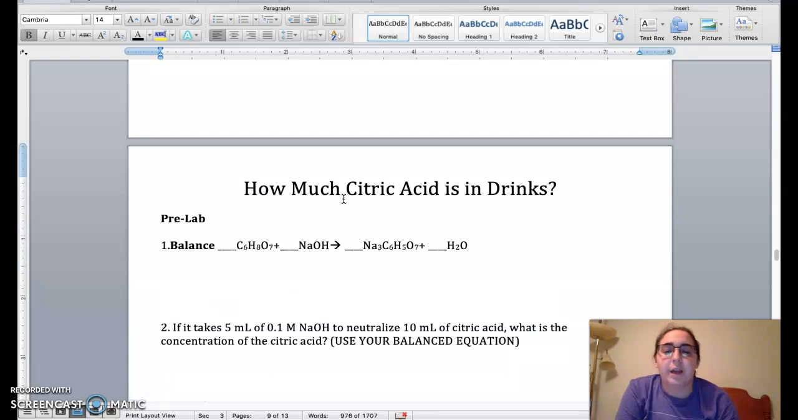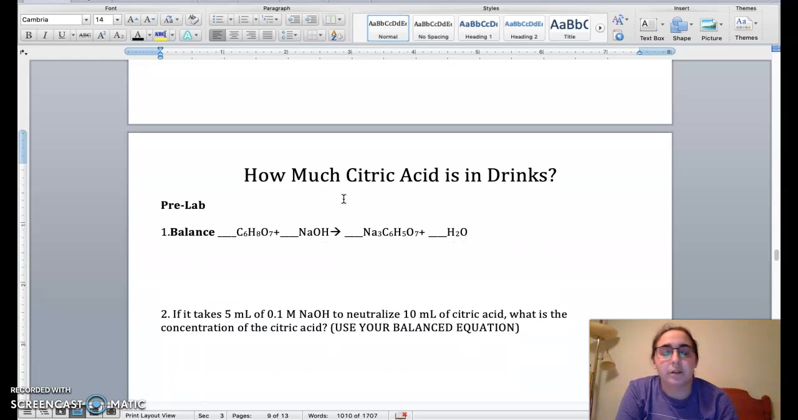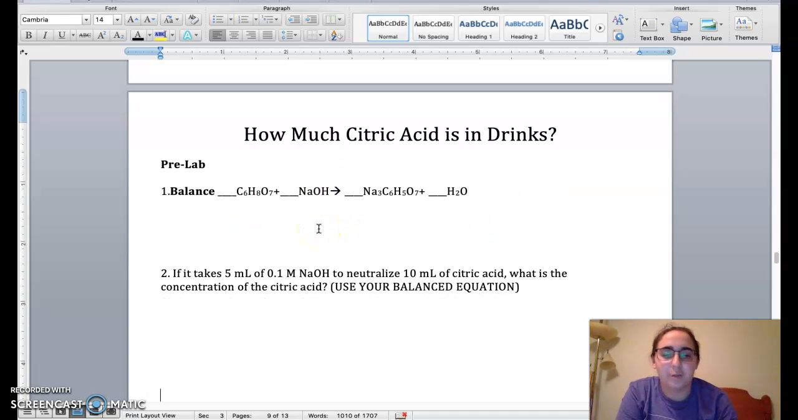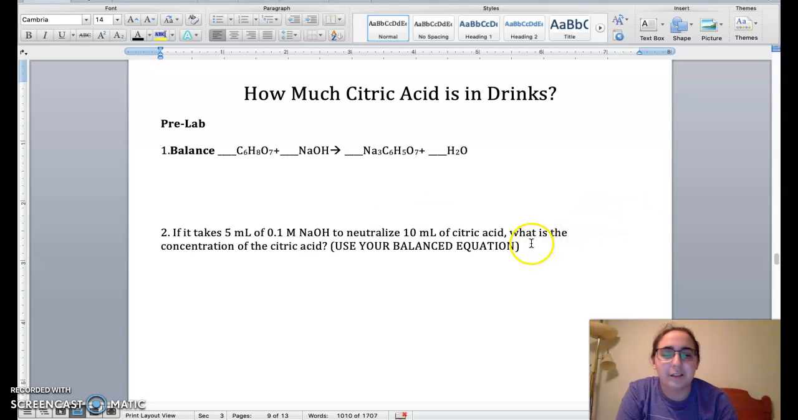So then our second lab is how much citric acid is in drinks. It's kind of a follow-up to the first titration lab. They're going to take what they learned in that lab and then see if they can apply it to a real-world situation. So again, they are balancing their reaction to begin with, and again, it is not a one-to-one relationship, which is why they got this little angry comment down here to remind them to look back up these numbers.